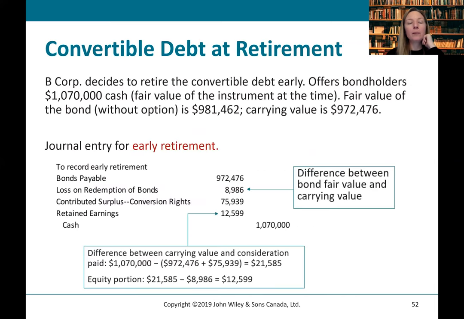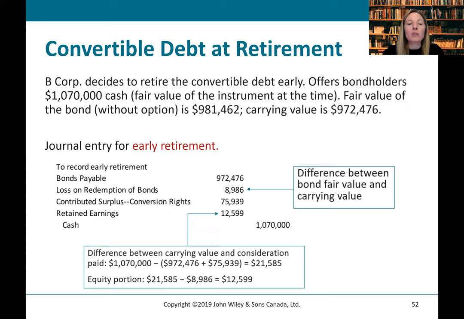So here's an example. B Corp decides to retire the convertible debt early. They offer bondholders $1,070,000 of cash. The fair value of the bond without the option is $981,462. And the carrying value is $972,476.